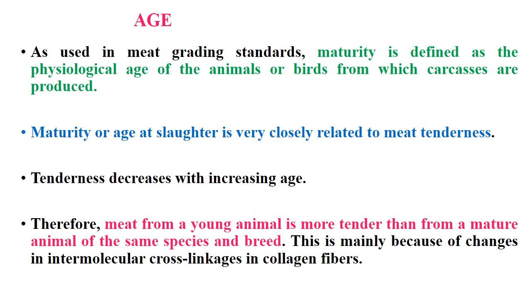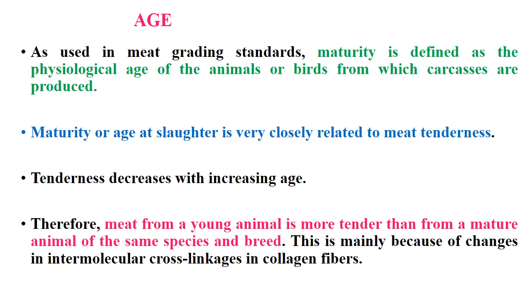Now we will see age as a factor on meat quality. As used in meat grading standards, maturity is defined as the physiological age of the animals or birds from which carcasses are produced. So the age is about maturity, and maturity has a connection with the meat quality. Maturity or age at slaughter is very closely related to meat tenderness, and tenderness decreases with increasing age. As the animal becomes old, the tenderness is reduced. Therefore, meat from a young animal is more tender than from a mature animal of the same species and breed.